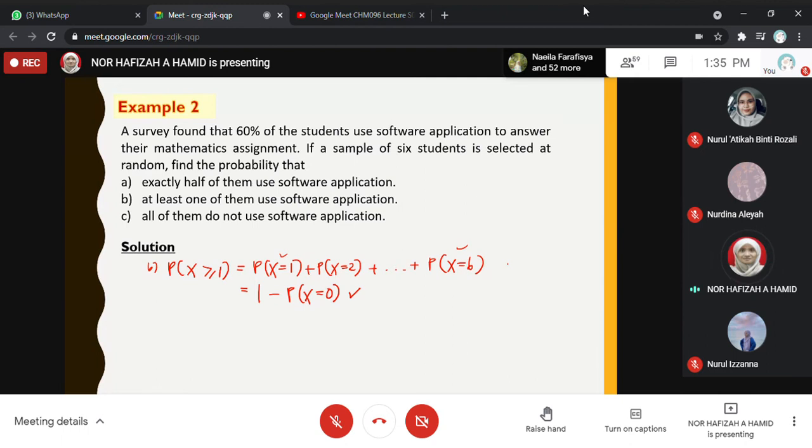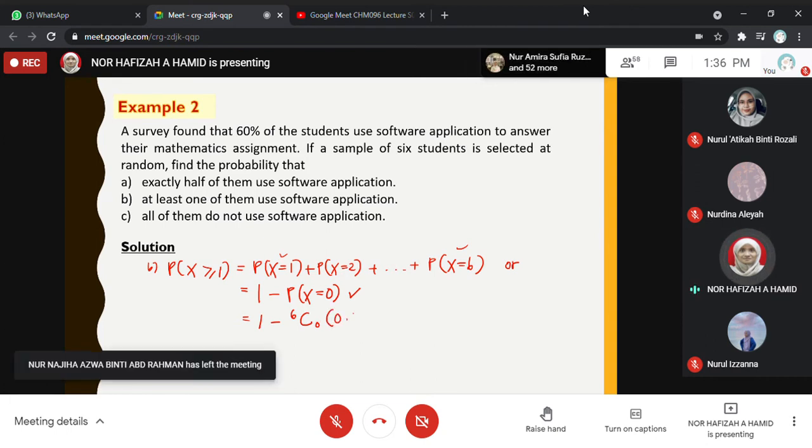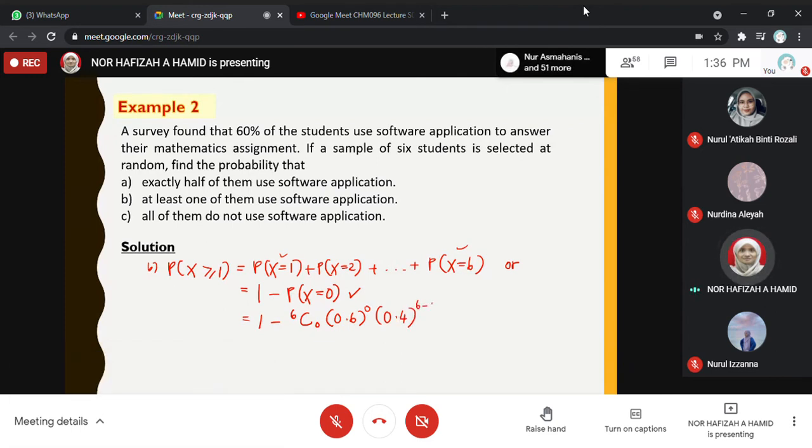Okay, so kita ada or lah. Or you boleh 1 minus probability X equal to 0. Okay, so nanti substitute lah. Substitute and dia is 6C0. So P tadi 0.6, you have 0 and Q is 0.4 and 6 minus 0. So you have 6. Okay, and answer is 0.9959. Okay, so ini answer for B.